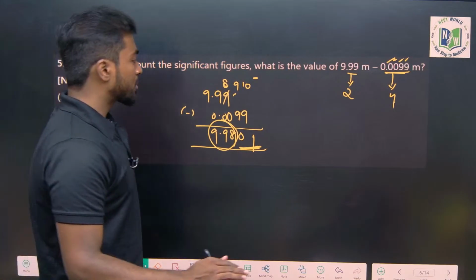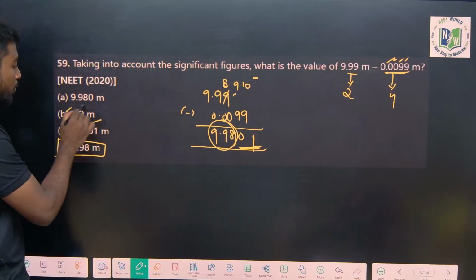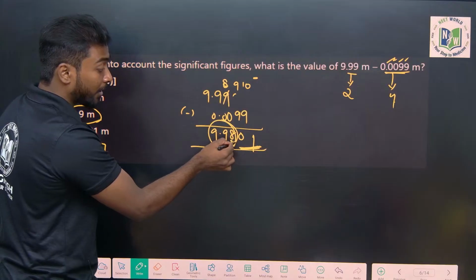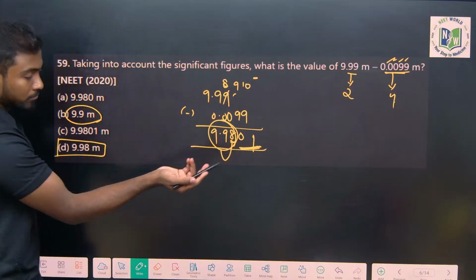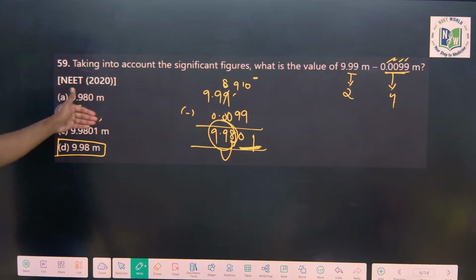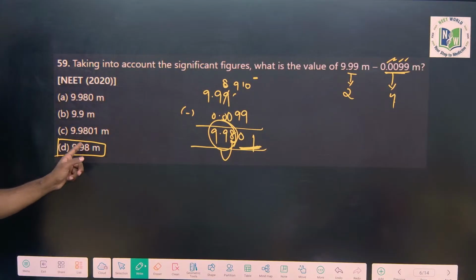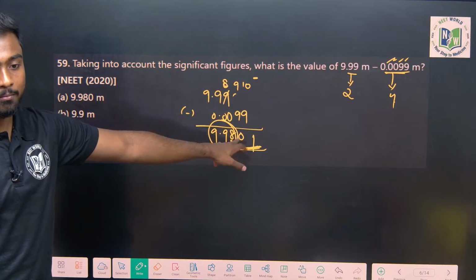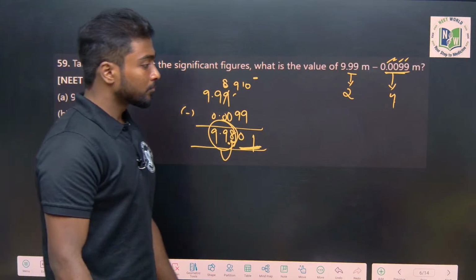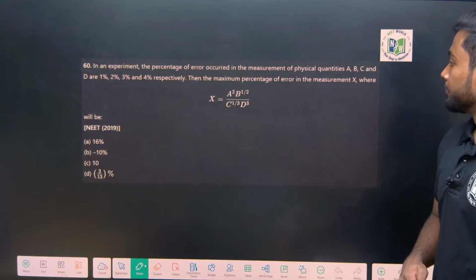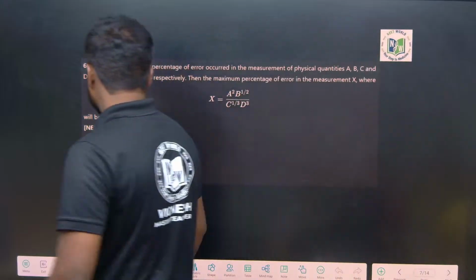Most of the people go for the second option also, because 8 is there. They will see that it is greater than 5, they will add. Either they will go for the other options, but the option is 9.98. I should see the least decimal. Next question.